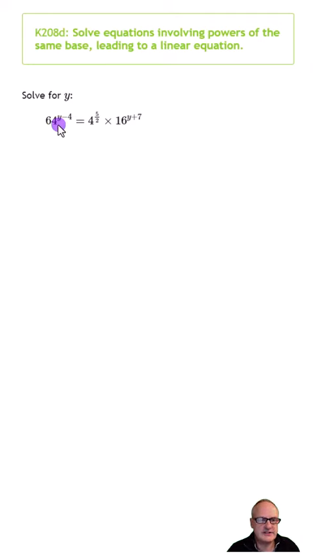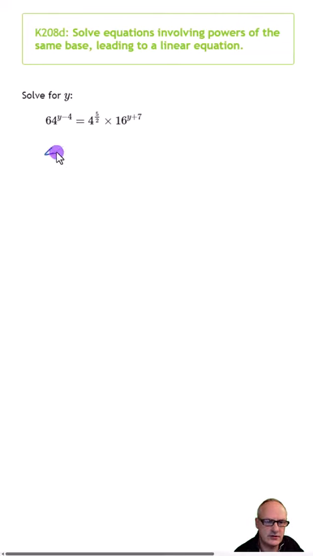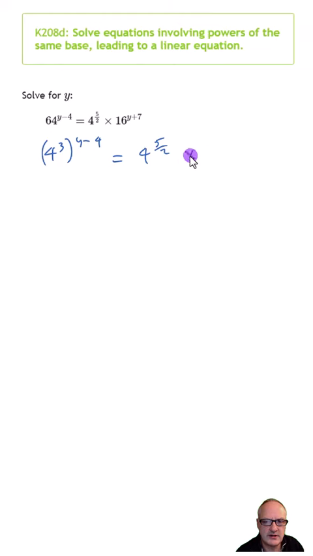And what we can see is 64, 4 and 16 are all powers of 4. They're also all powers of 2, so you could just do it to the power of 2, but we'll do powers of 4 here. So 64 is just 4 cubed, so we've got 4 cubed to the power of y minus 4, and we've got 4 to the power of 5 over 2, times 16, which is 4 squared, to the power of y plus 7.